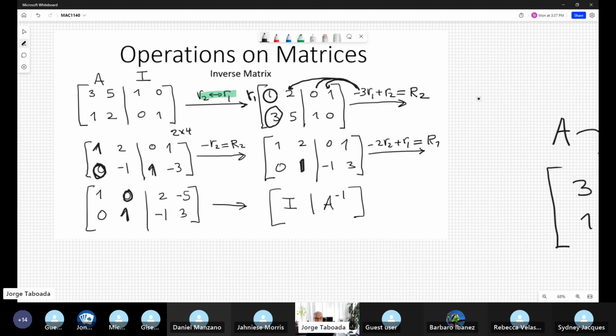Okay, so the last step is easy. I need to create this 0 here. Therefore, I multiply by -2, the same number but opposite sign. Row 2 is the row where you have a pivot. This is my second pivot, plus row 1, equals the new row 1.